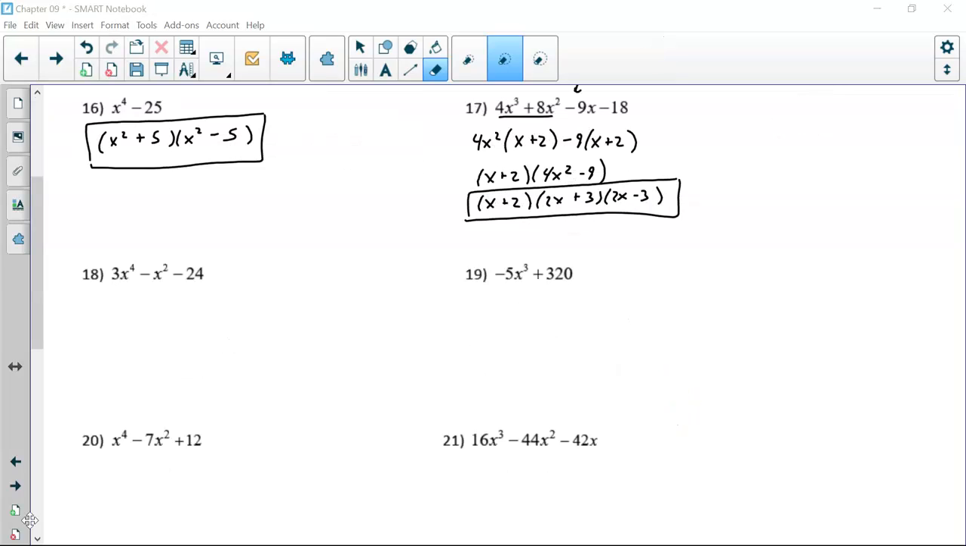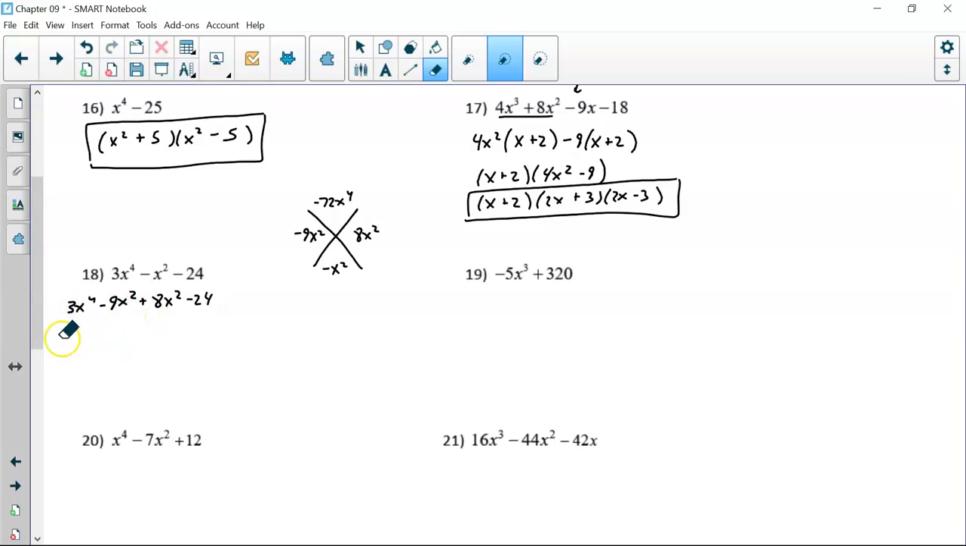For number 18, it's a polynomial in quadratic form. So we factor it just like we would normally do. So we can multiply the first and last terms, negative 72x to the fourth, and our negative x squared. Now we need numbers that multiply to negative 72 and add to negative 1: negative 9x squared and a positive 8x squared. So now when we set it up, 3x to the fourth minus 9x squared plus 8x squared minus 24.